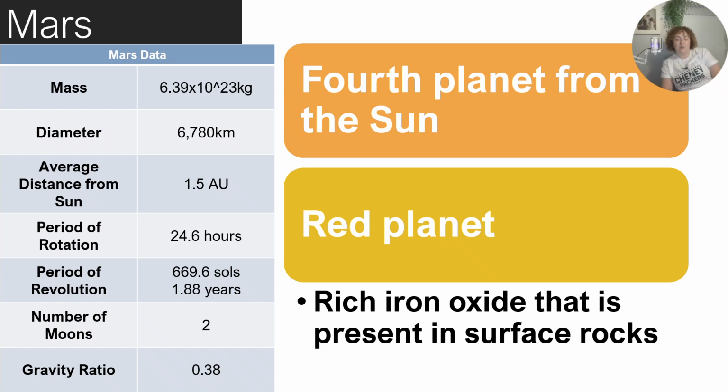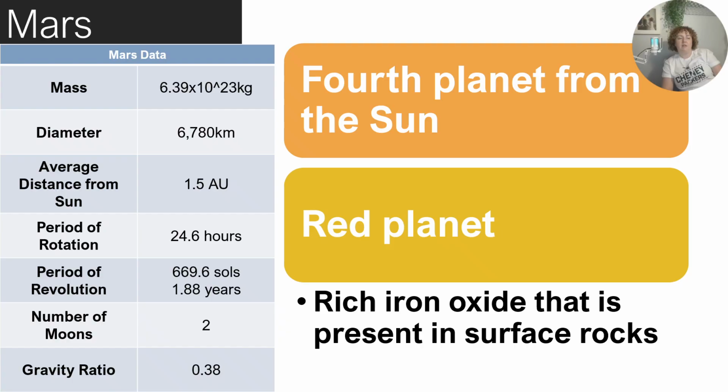9 months? No, because that'd be 6. Call it 11 months. I don't know. I'm not the math teacher. So it takes nearly 2 years for it to go completely around the sun, and the time it takes us is 1 year. Mars has 2 moons.